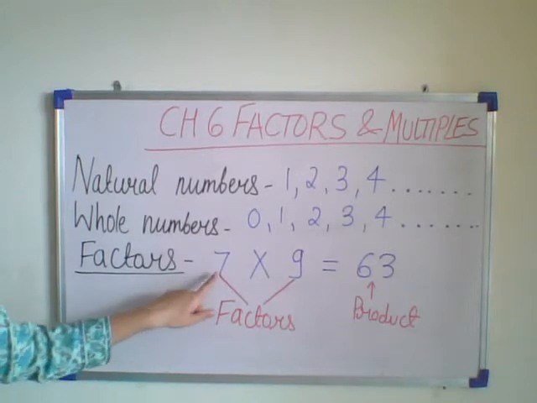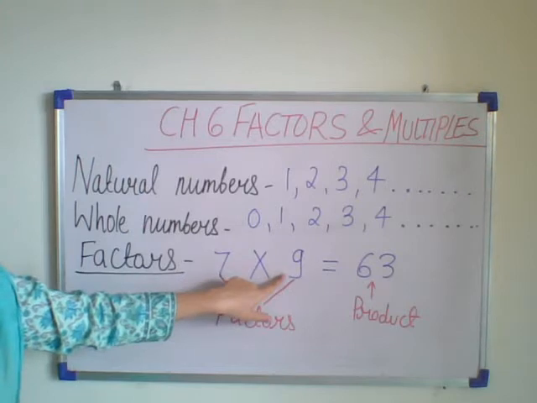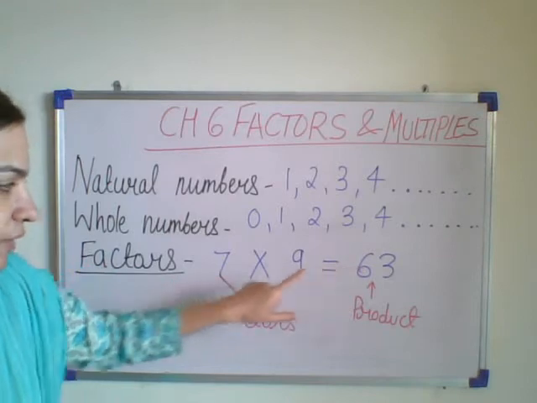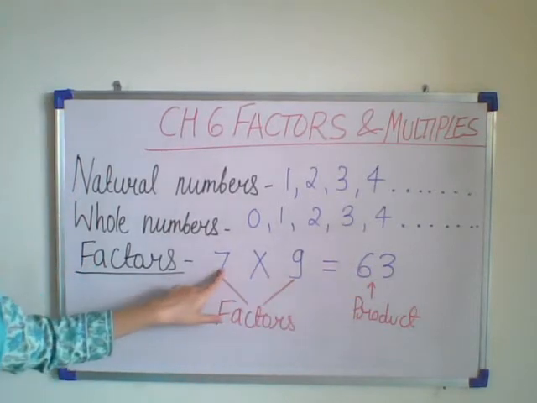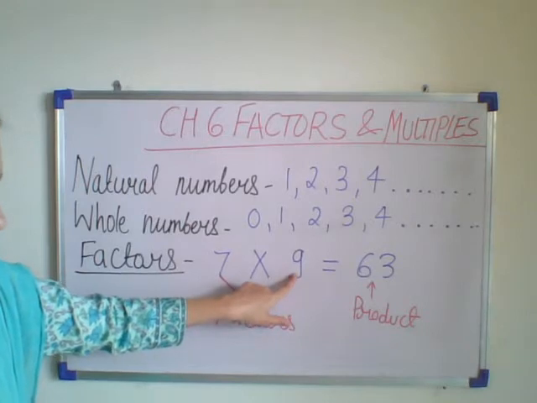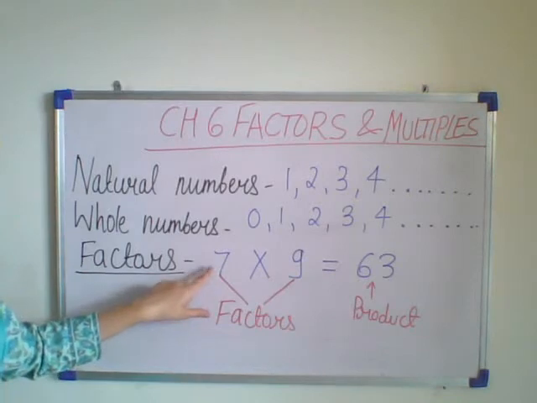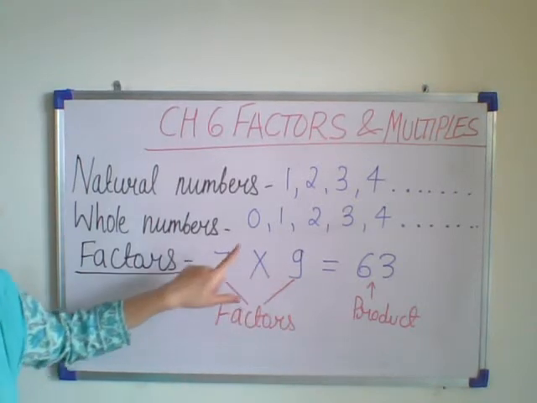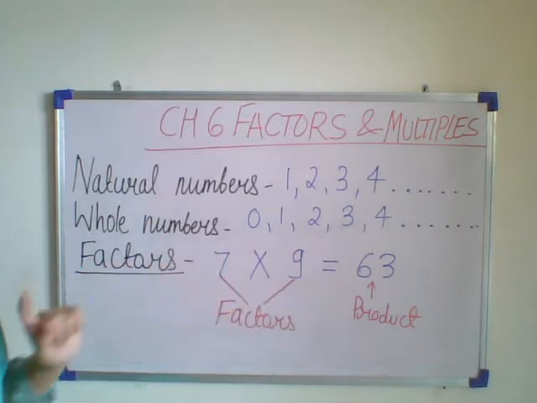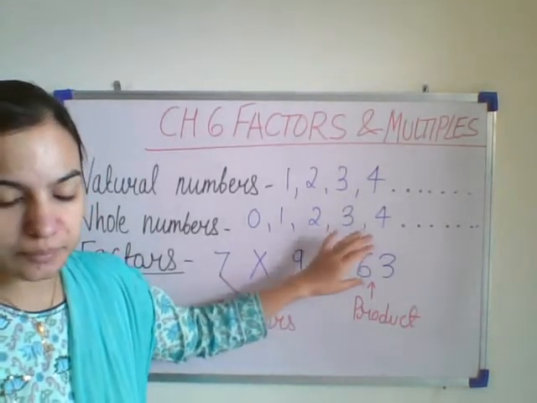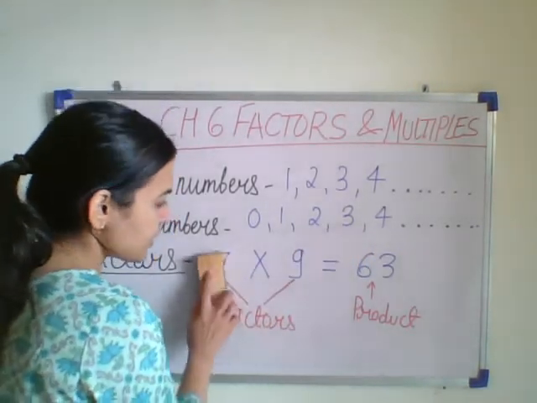This means that 7 and 9, these two numbers, can divide 63 exactly and no remainder is left. If you divide 63 by 7, you will get 9, and if you divide 63 by 9, you will get 7. So these two numbers divide 63 exactly, no remainder is left. When two or more numbers are multiplied together, the number we get as a result is called the product. Let us take one more example.